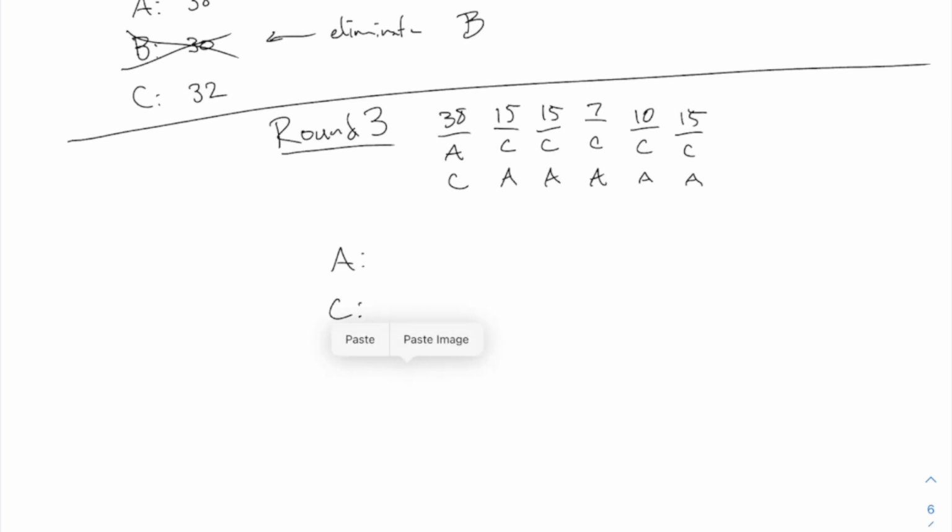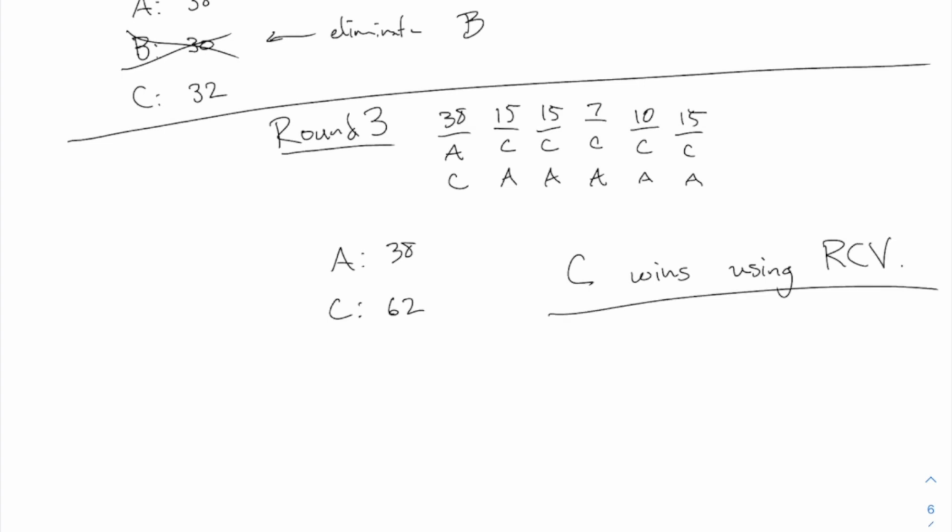Now it's just one-on-one, and we just choose who got the most votes. A gets 38, and C gets everything else. Now, I believe I made these numbers to add up to 100, so this number should be 62 if you add it up properly. All right, and so C is the winner. C wins using the ranked choice voting. All right, this is how we do the ranked choice voting. Anybody got questions about that?